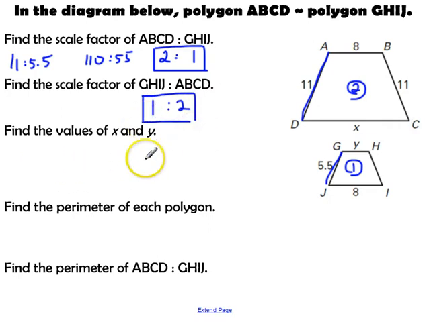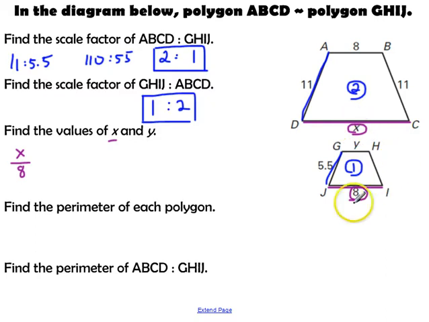Next, we need to find the values of x and y. So we're going to find one at a time. So first, let's locate x. X is found here on polygon ABCD, and then this side corresponds to this side that's marked with 8 on the other polygon. So we're going to set up a ratio x over 8. Now, in order to solve for that x, we're actually going to set up a proportion.